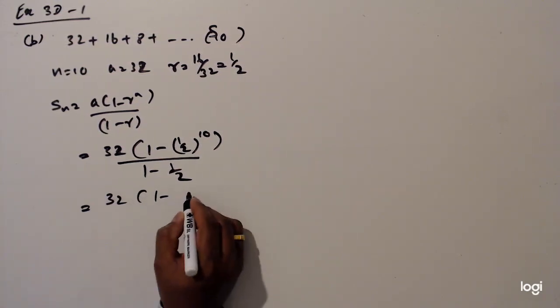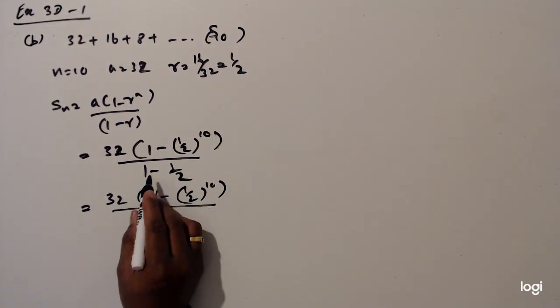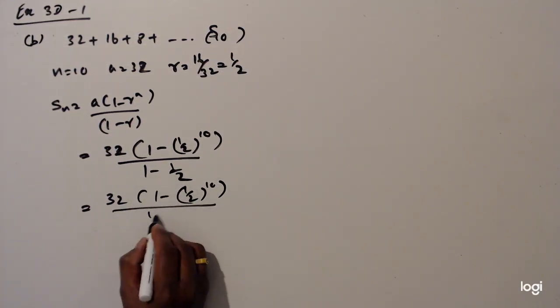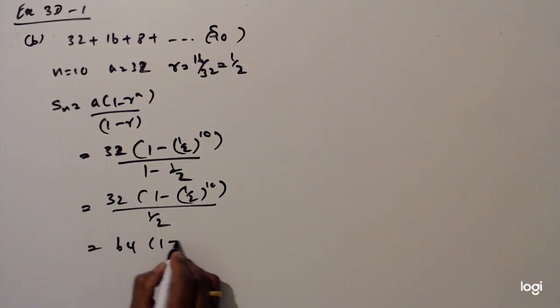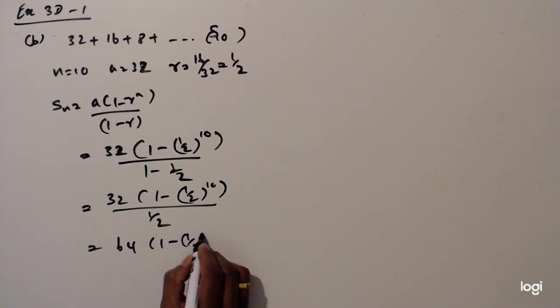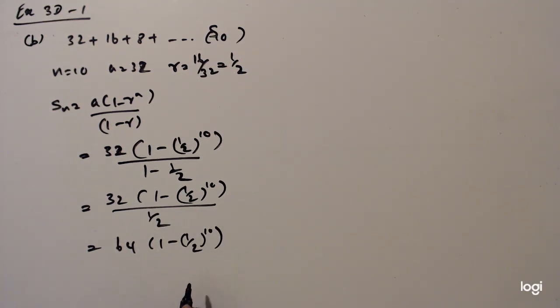So 32 times (1 minus half to the power 10), and when you take half from 1 it remains half, so these two go up, so 64 times (1 minus half to the power 10). When you simplify, you will get the answer approximately 60.93.